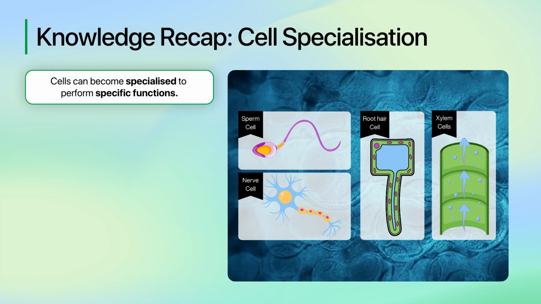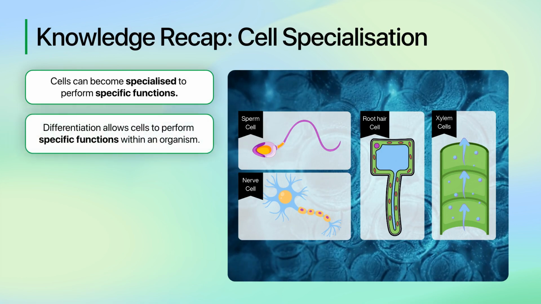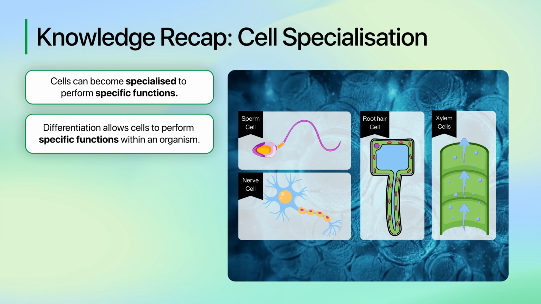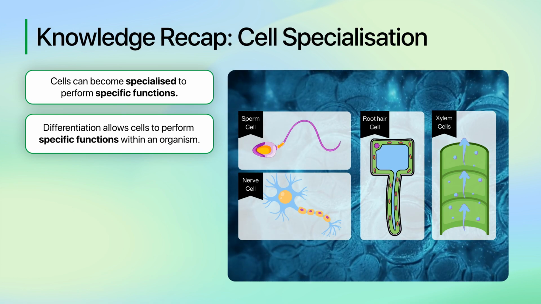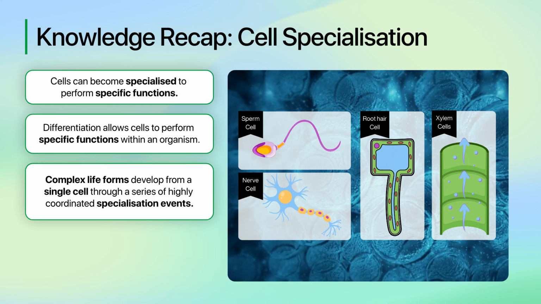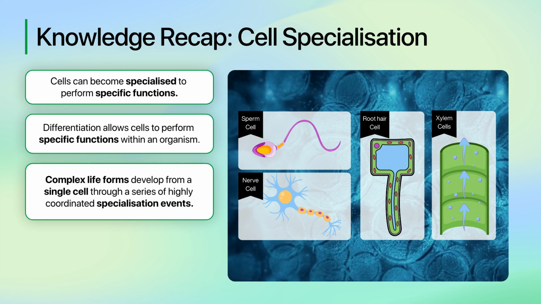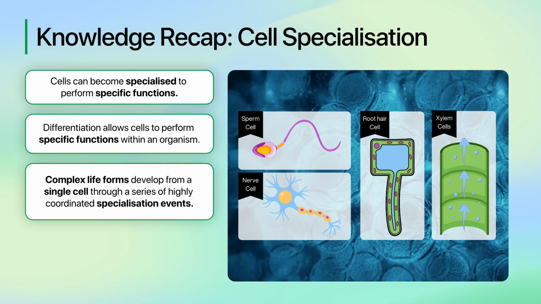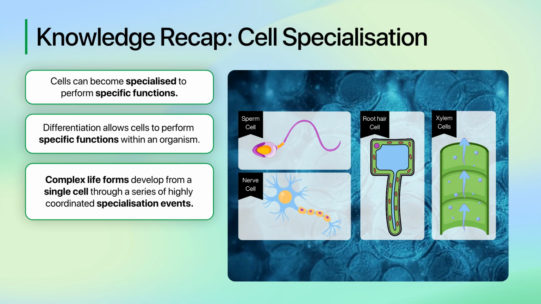Now, this understanding sets the stage for us to introduce the concept of differentiation and how it's crucial for both animal and plant cells. This concept advances our biological understanding by showing us how complex life forms develop from a single cell through a series of highly coordinated specialization events. This insight helps us appreciate the incredible diversity and functionality of cells within living organisms.